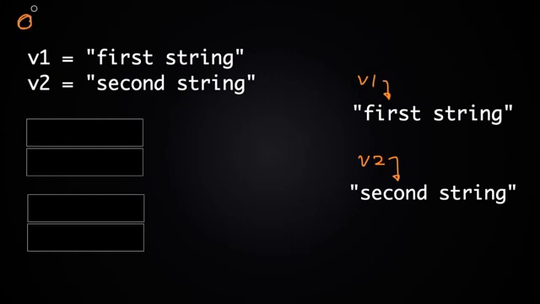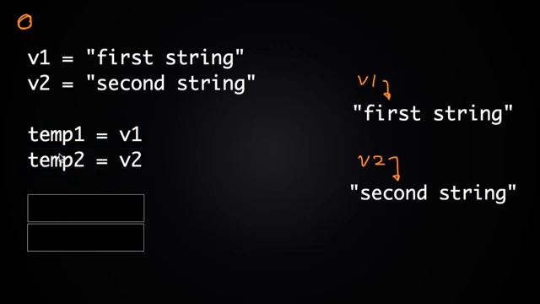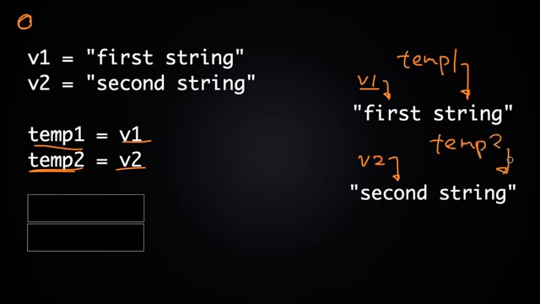I'm going to give you a few different options here. The first option is to use two temporary variables. We're going to call them temp1 and temp2. Temp1 will be equal to what v1 refers to, so that's first string, and then temp2 will be equal to what v2 refers to, which is of course second string, and then we'll just need to swap them together.